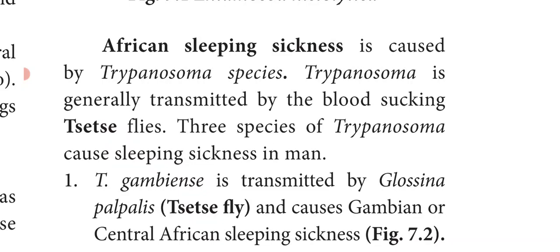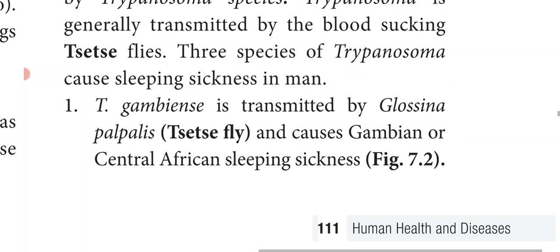Three species of Trypanosoma cause sleeping sickness in man. The name sleeping sickness comes from the fact that the person will have disturbed sleep. There are three species of Trypanosoma. First one is Trypanosoma gambiense. It is transmitted by Glossina palpalis, which is the scientific name of the tsetse fly, and it causes Gambian or Central African sleeping sickness.